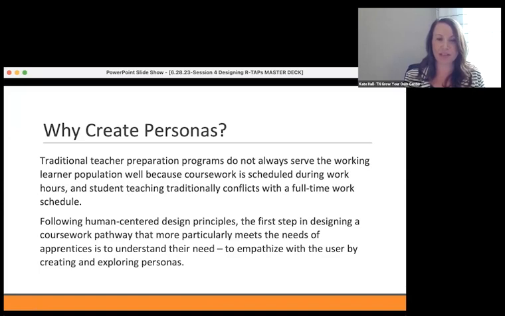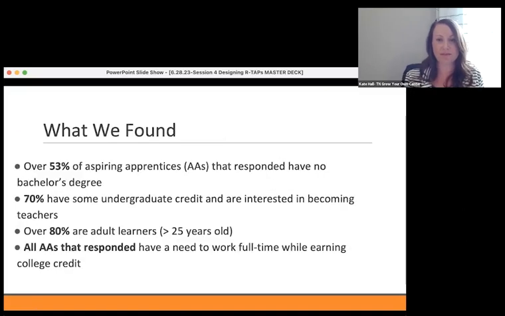or with our districts. Oftentimes, traditional teacher preparation programs don't always serve this working learner population well. And that could be for different reasons. Maybe coursework is scheduled during the working learner, the apprentice's work time, or student teaching really is a conflict with working full time. And we collected data from over 1,163 interested candidates. And from that data and the evaluation of that, we were able to pull several key themes.